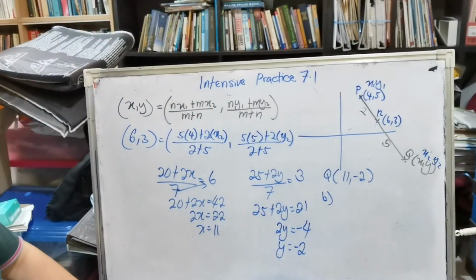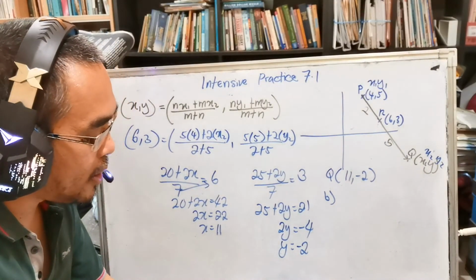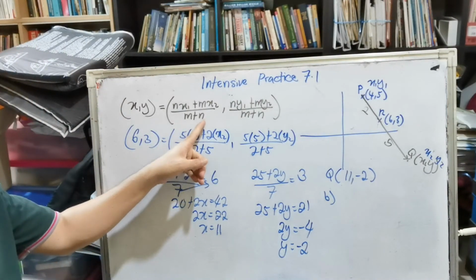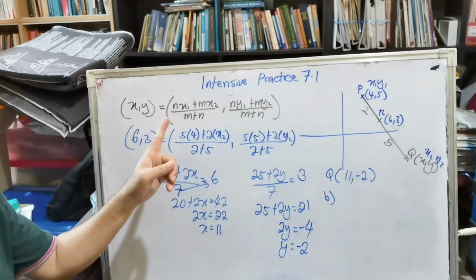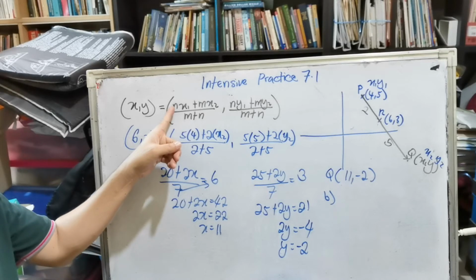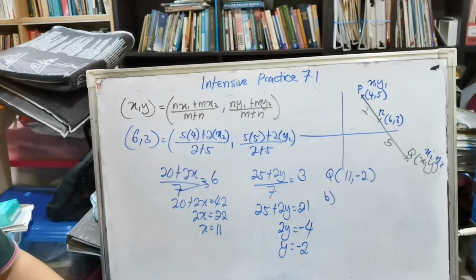And (b). What is the question? Okay, the coordinate of the midpoint of PQ. Actually, we can use this formula. m plus n will be 1 plus 1, so these all will be 1. n will be 1, m will be 1.